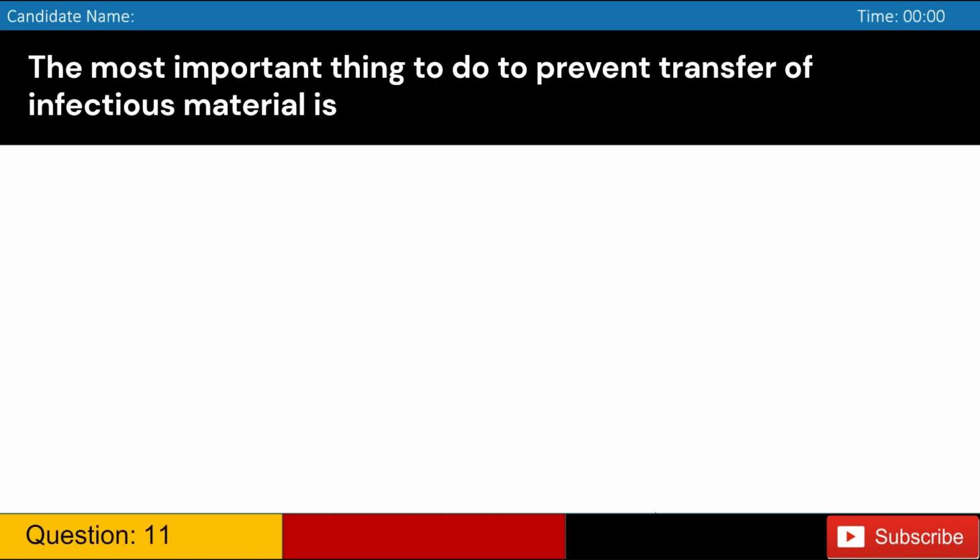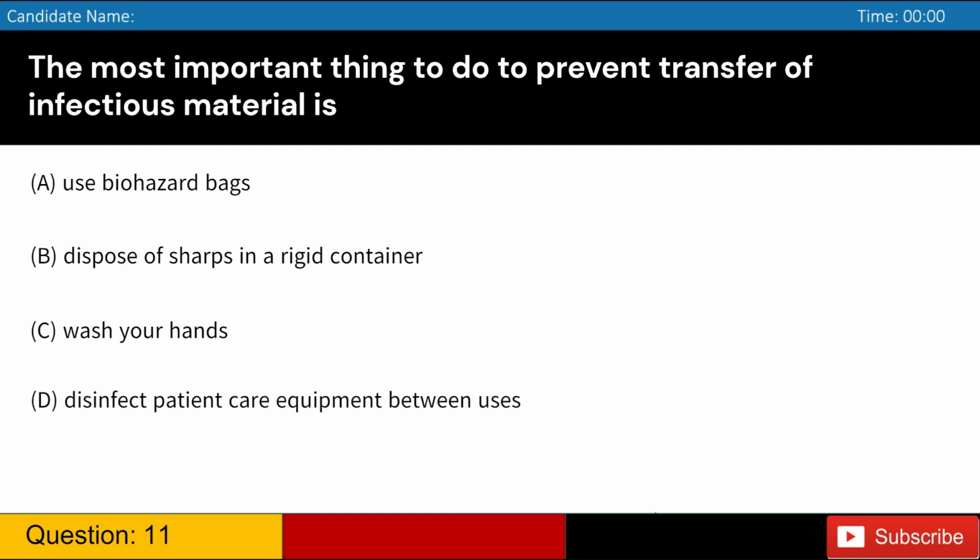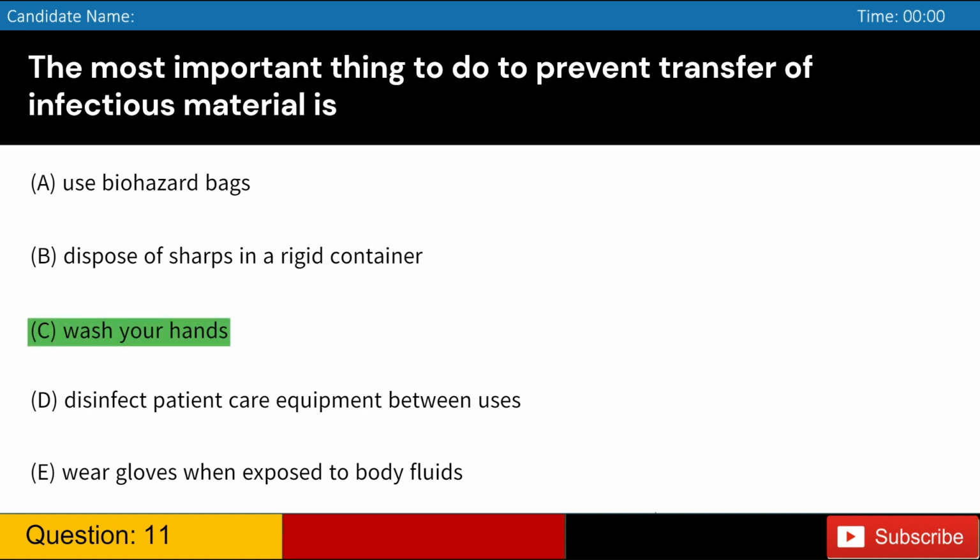The most important thing to do to prevent transfer of infectious material is A. Use biohazard bags. B. Dispose of sharps in a rigid container. C. Wash your hands. D. Disinfect patient care equipment between uses. E. Wear gloves when exposed to body fluids. Answer C. Wash your hands.